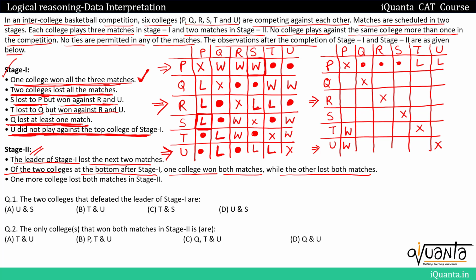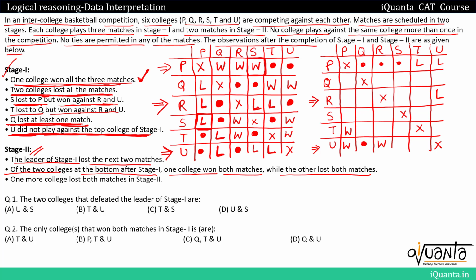So in stage 2, U will be playing against P and R. So against R, U will be winning its match. So U against R is a win. R against U will be a loss. So R against U will be a loss. So U has played both its matches in stage 2.